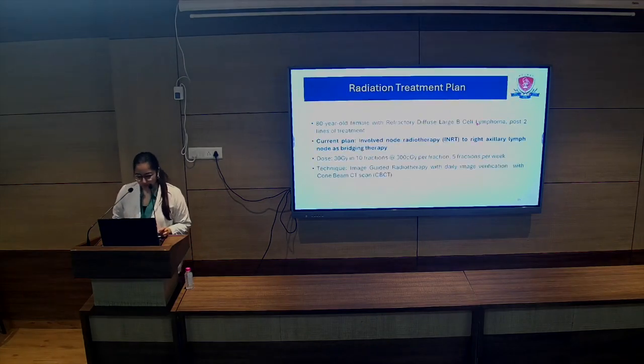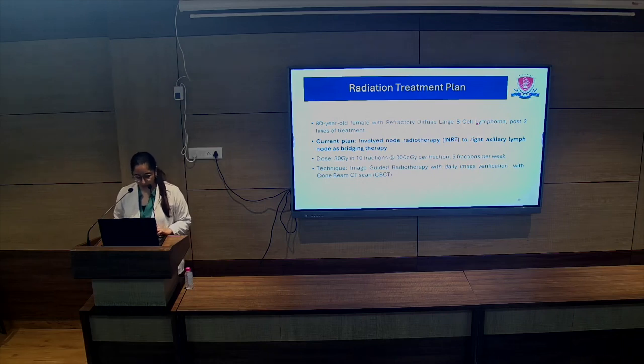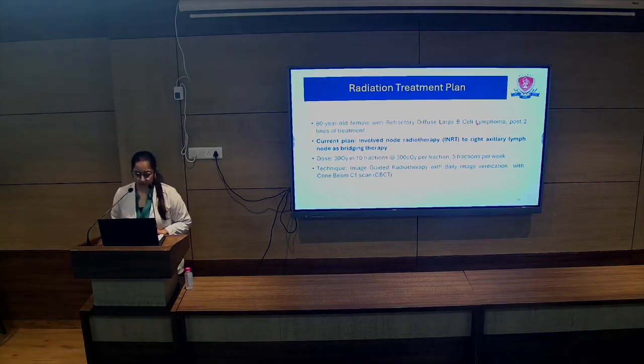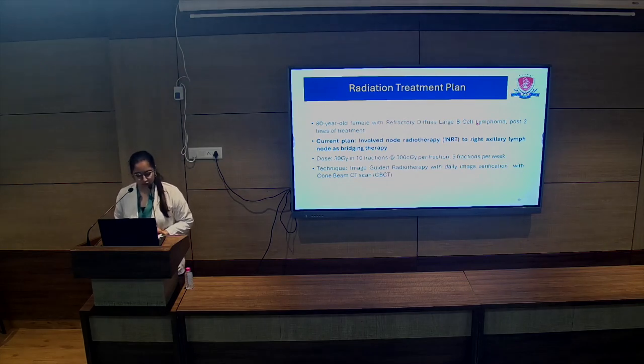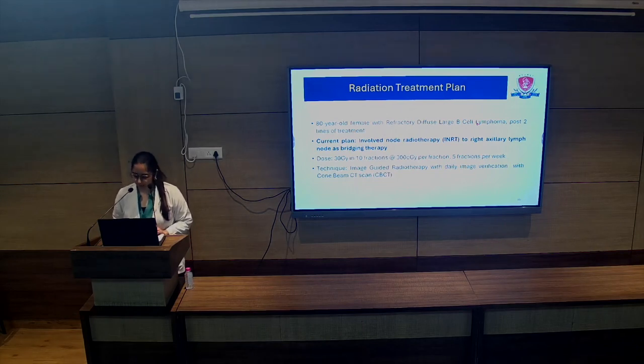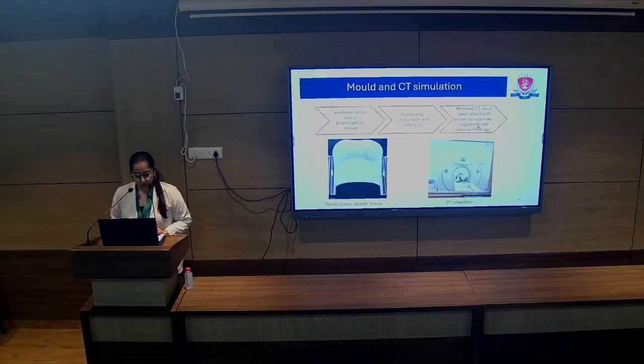So, we have an 80-year-old female with refractory diffuse large B-cell lymphoma, post 2 lines of treatment. She was planned for involved node radiotherapy to the right axilla as a form of bridging therapy. We had planned for 30 Gray in 10 fractions at the rate of 300 centigrays per fraction, 5 fractions per week, using image-guided radiotherapy with daily image verifications using cone beam CTs. For this, the patient was immobilized using a thermoplastic mold. She was positioned and a simulation CT was taken.